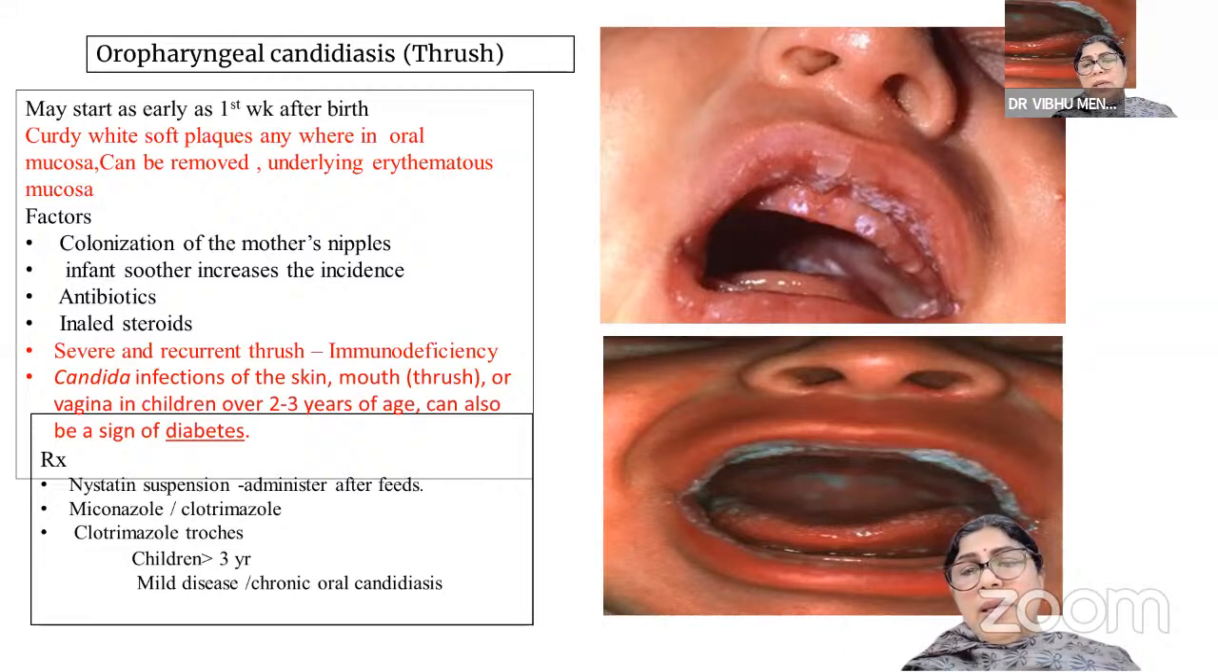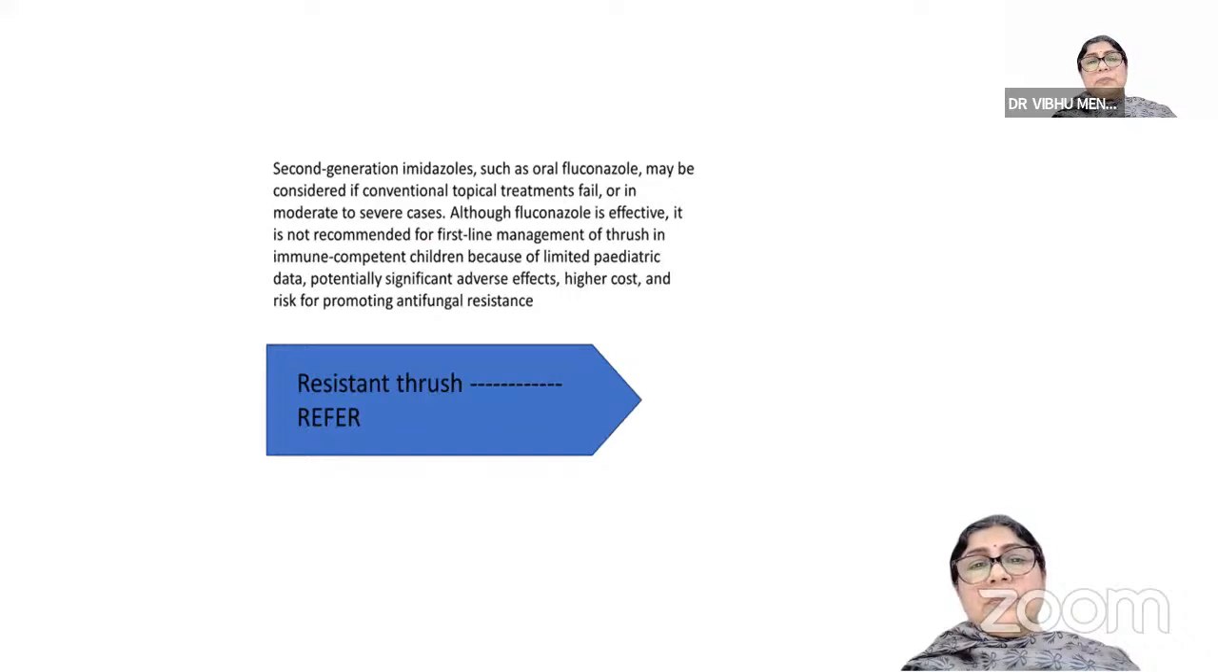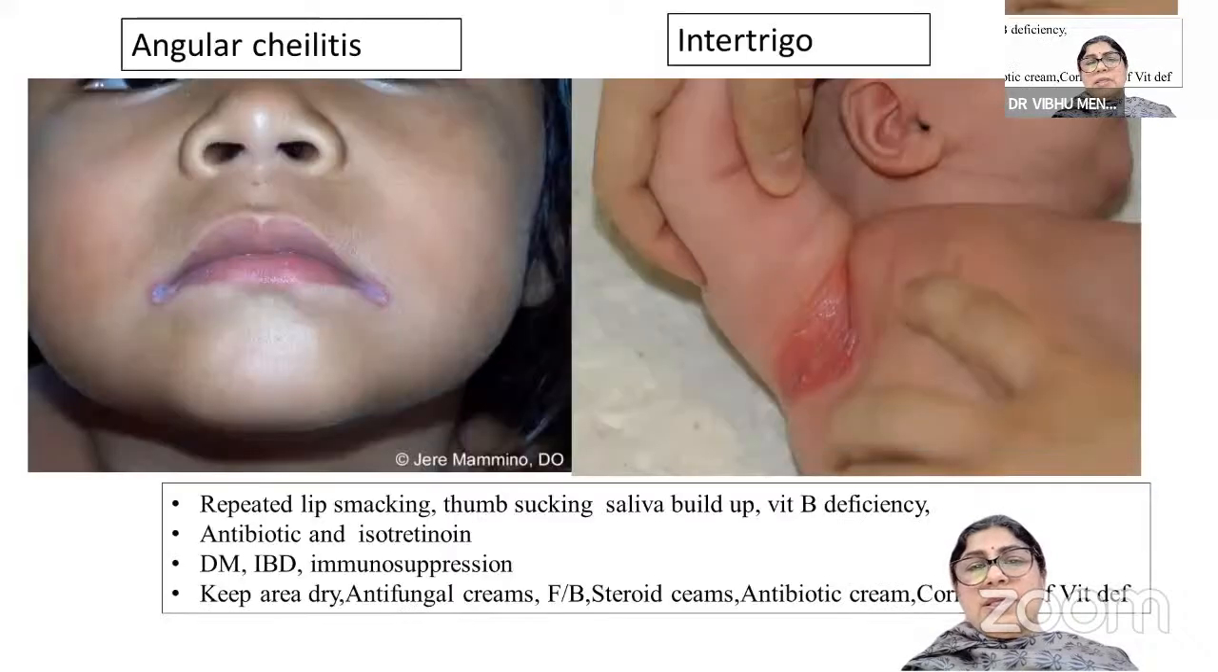We do not recommend treating simple cases of oral thrush with fluconazole, because it runs the risk of increasing resistance to fluconazole. So resistant thrush, if you see, the take home would be that you refer further on to the dermatologist or infectious disease specialist.